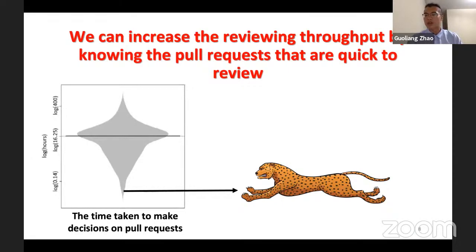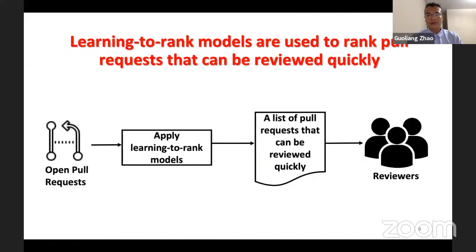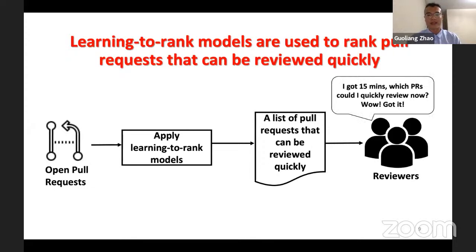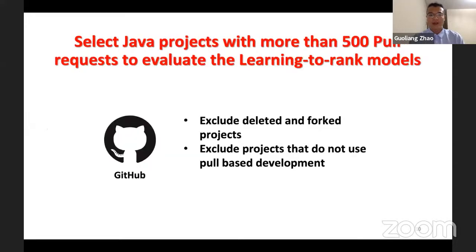So we think we can increase the reviewing throughput of reviewers by recommending them the pull requests that can be quickly reviewed. So we use learn-to-rank models to rank pull requests that can be reviewed quickly for reviewers. Then in the scenario where a reviewer thinks, okay, I only have 15 minutes now, which pull request should I quickly review now? The pull requests ranked by our model can help them to pick a pull request to start first.